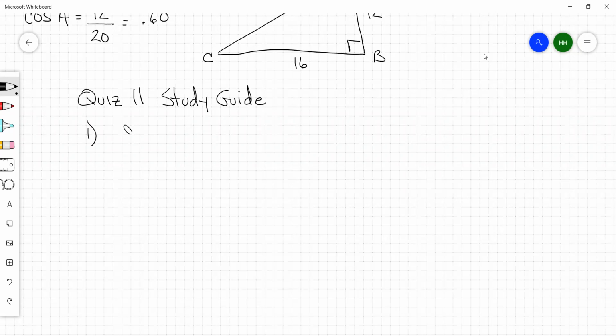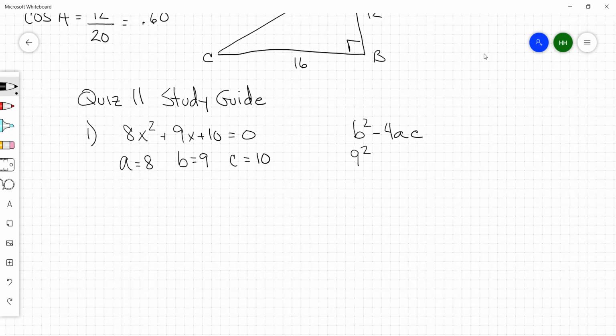So you've got 8x squared plus 9x plus 10 equals 0. We're looking for the value of b squared minus 4ac. That is the discriminant. So here's your a is equal to 8, your b is equal to 9, and your c is equal to 10. So we're going to go 9 squared minus 4 times 8 times 10.